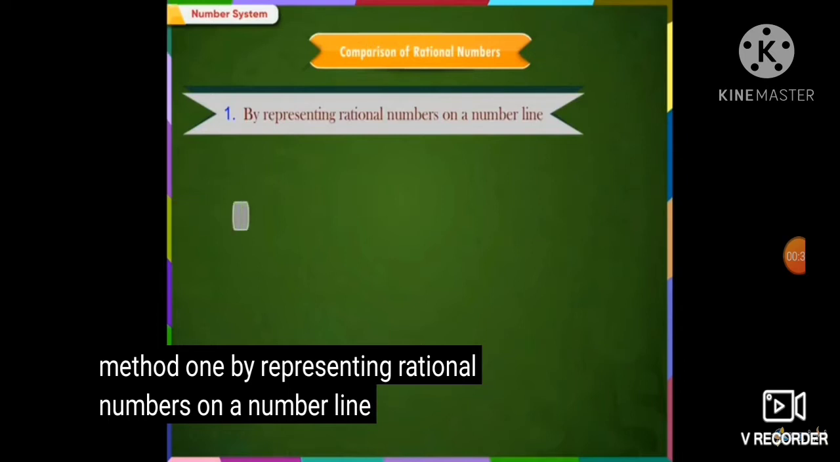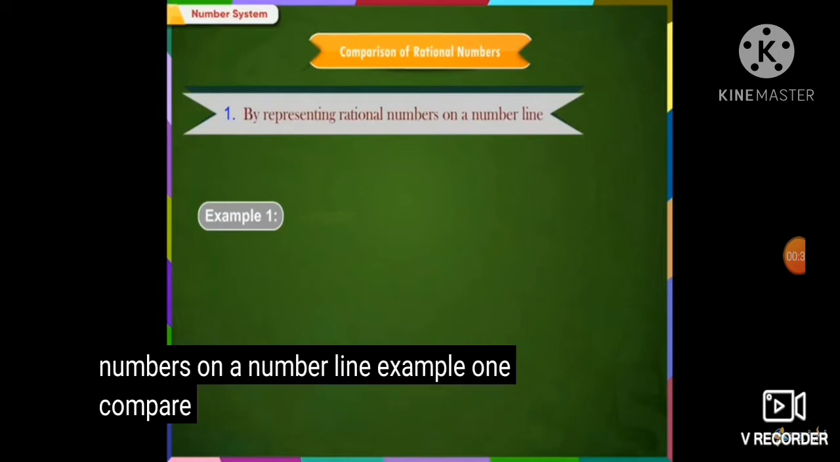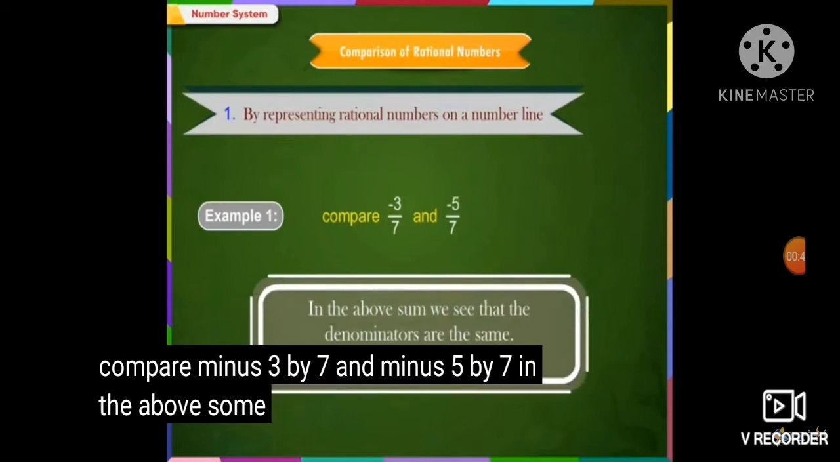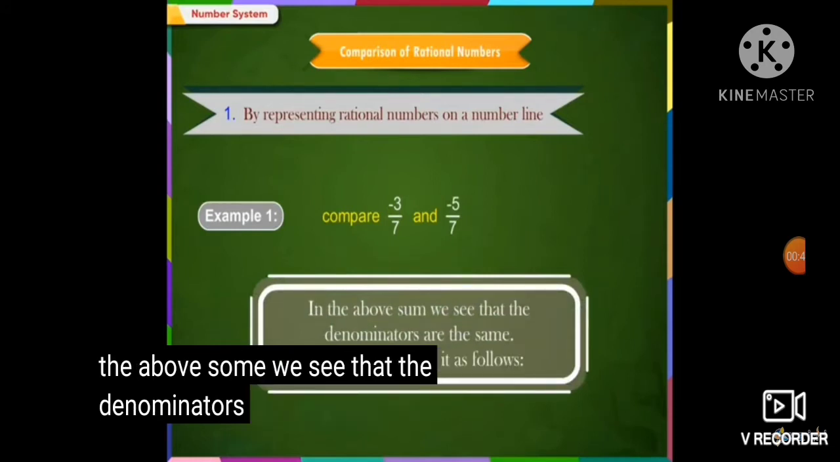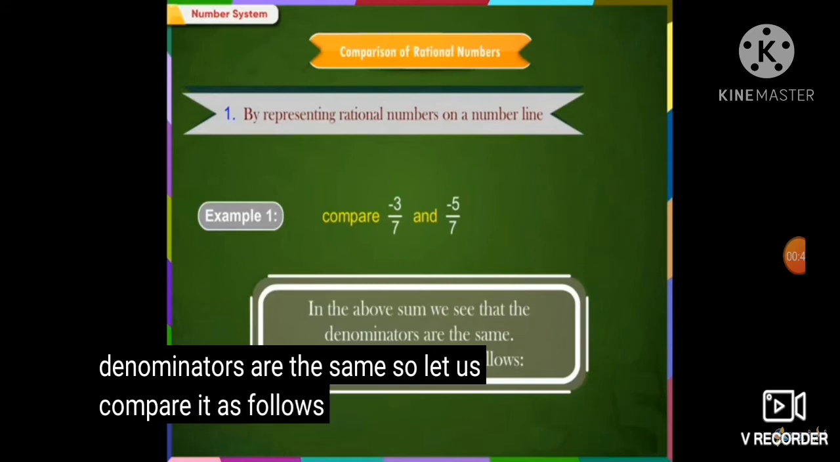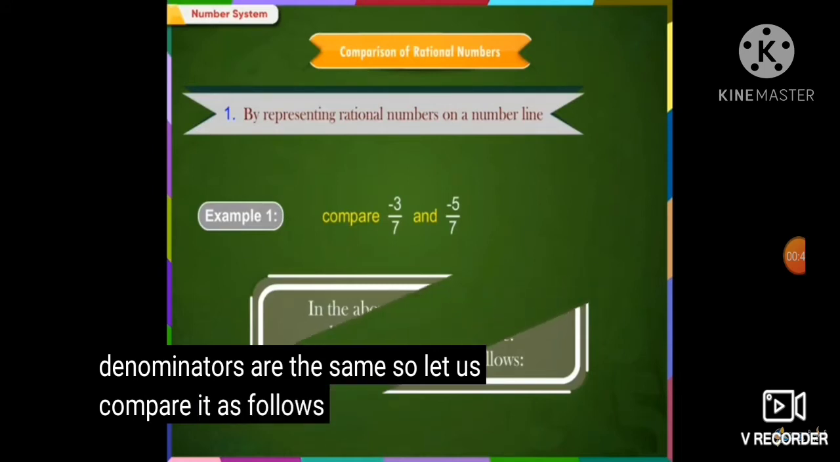Let us learn this representation of the rational numbers on the number line by using some examples. Example: compare minus 3 by 7 and minus 5 by 7. So we are comparing the negative rational numbers by using the number line. In the above sum we see that the denominators are the same but the numerators are different. So let us compare as follows.